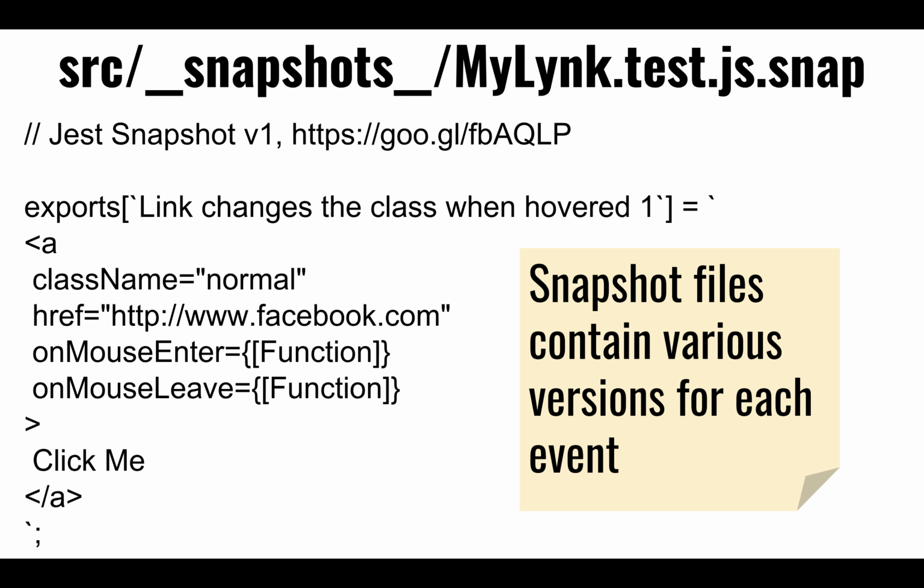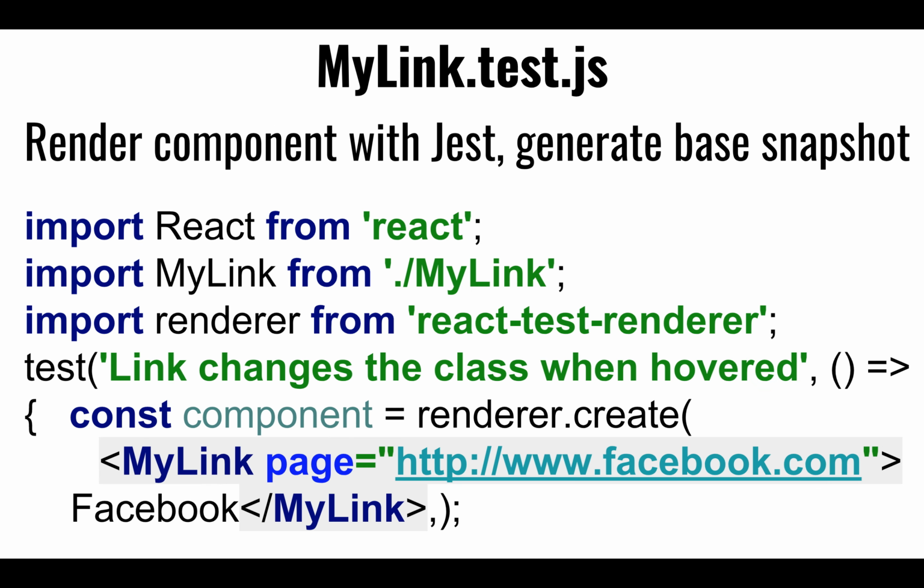Here there's class name normal because the state was normal at the very beginning. The Facebook link that was there, click me and whatnot. Notice the on mouse enter and the on mouse leave were just replaced with placeholders for the functions. We don't actually have the functions in there. We only want the DOM that gets generated. So that's what gets generated the very first time.